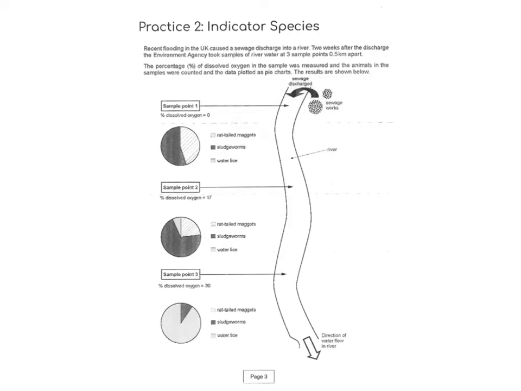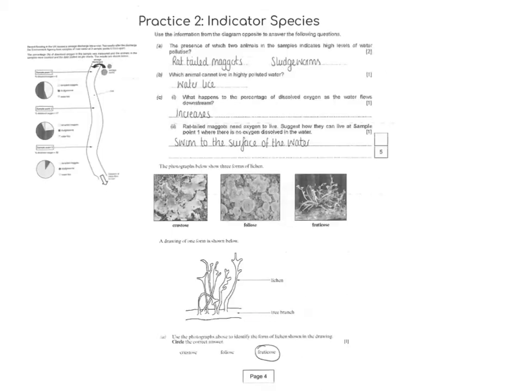So you can see in the first one, we have sludge worms, we have rat-tailed maggots, no water lice. Second sample point, we've got rat-tailed maggots, but fewer, more sludge worms and a few water lice. And the last one, we've got loads of water lice, no rat-tailed maggots and a few sludge worms. It says, use information from the diagram opposite to answer the following questions. The presence of which 2 animals in the samples indicates high levels of water pollution?